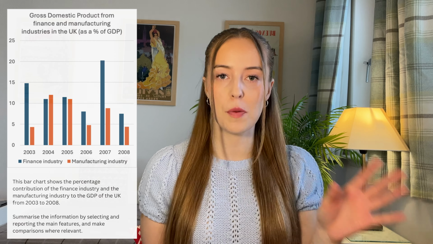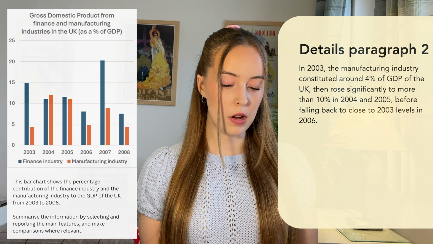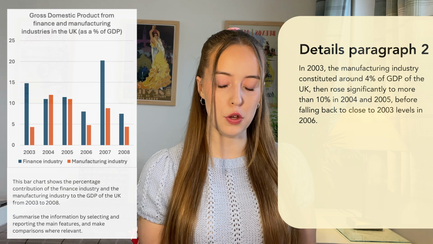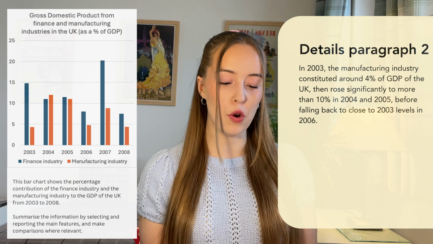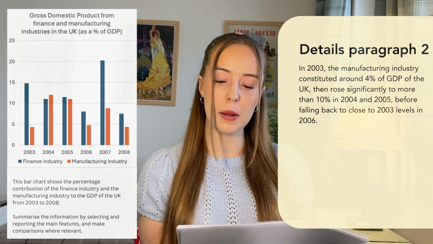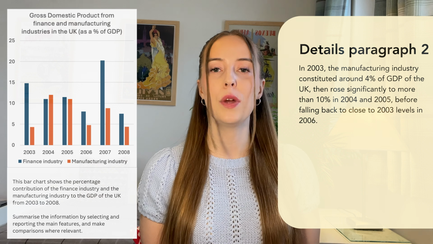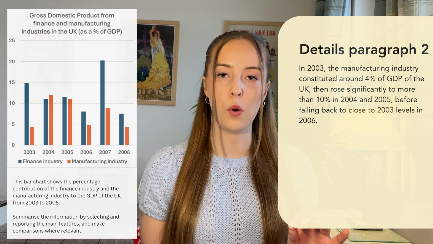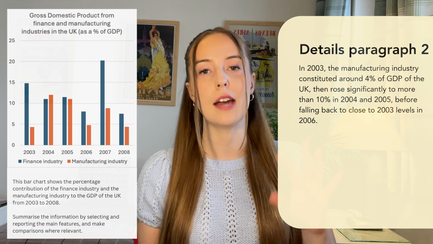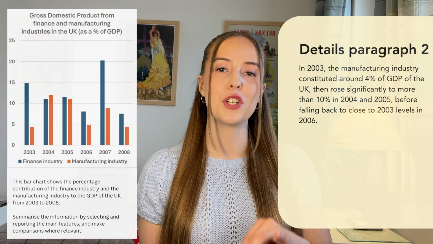So we've given all the information necessary about the finance industry. Let's move on to manufacturing. In 2003, the manufacturing industry constituted around 4% of GDP of the UK, then rose significantly to more than 10% in 2004 and 2005, before falling back to close to 2003 levels in 2006. We can see from the chart that 2004 and 2005 are similar levels, as are 2003 and 2006. So this is me describing those changes. Let's go on to describe the next chunk.